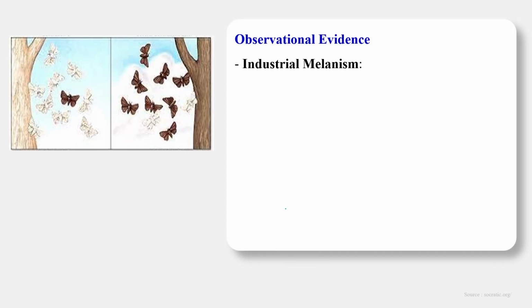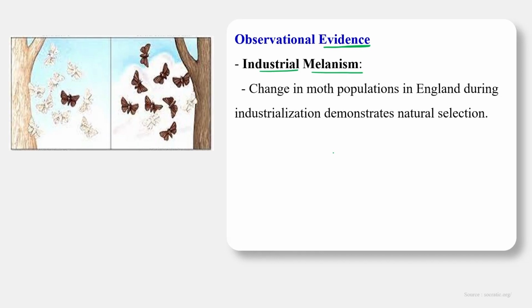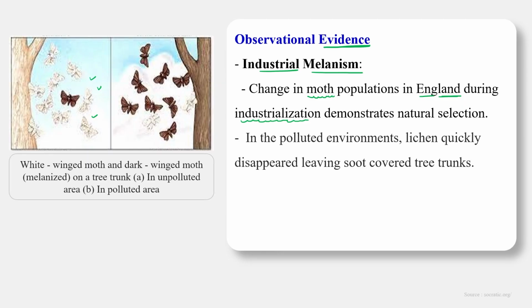One of the very important observations or evidence is industrial melanism. Initially in England, during the initial phase, there was a very neat and clean, unpolluted environment. So the moth, a type of insect very commonly found in that area, was white in color. But because of industrialization, the environment slowly got polluted.